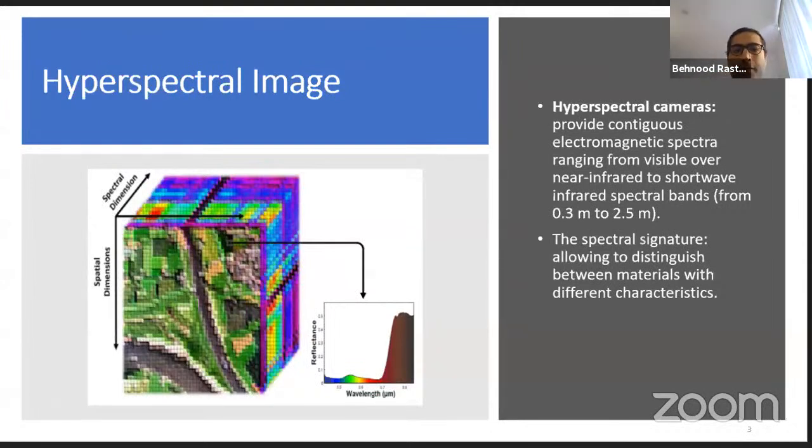We start with hyperspectral images. Hyperspectral cameras provide a continuous electromagnetic spectrum. Therefore, instead of having a few bands, you might have hundreds of bands located at different wavelengths. And this spectral signature is very valuable because it allows us to distinguish between different materials. That's basically the difference between hyperspectral images and multispectral and RGB images.